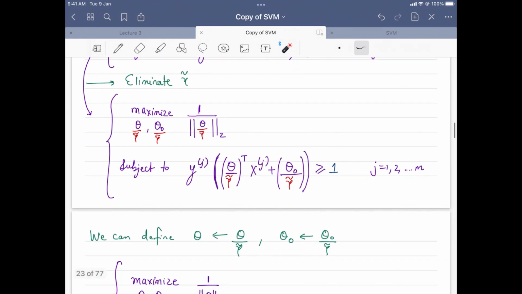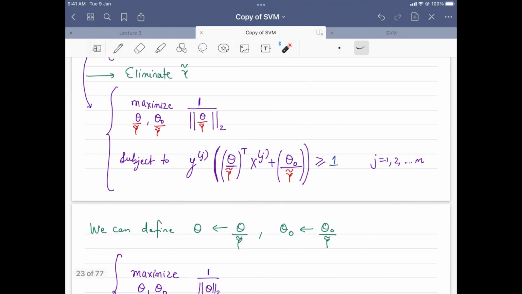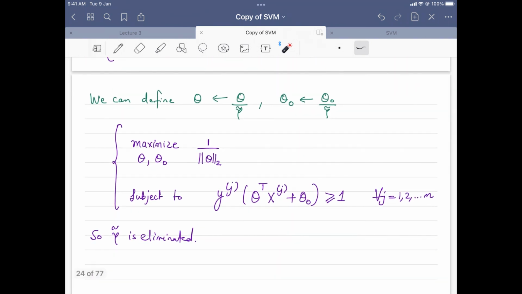So now what we do is, this is basically not a problem because it's basically just a scaling problem. So what you do is you replace theta divided by gamma tilde and theta 0 divided by gamma tilde by theta and theta 0. This is just variable substitution, so it never affects the optimization problem. It is just for variable substitution. So once you do this, you will get this expression here.